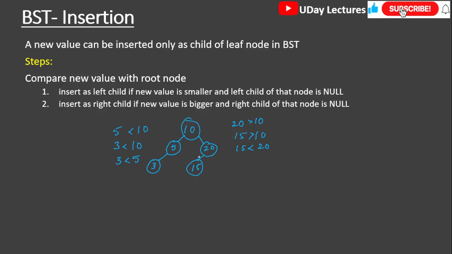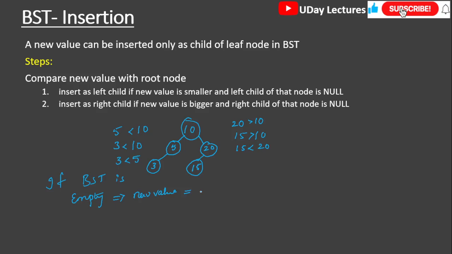And one other rule or a simple step that I forgot to mention here is that if the binary search tree, if BST is empty, that means there are no nodes in the binary search tree or in the starting position of the binary search tree. In that case, I can make the new value my root node.